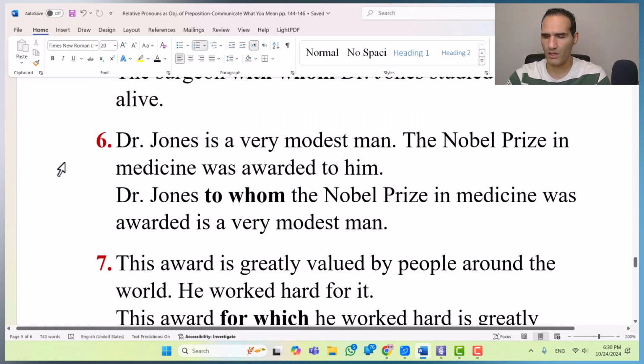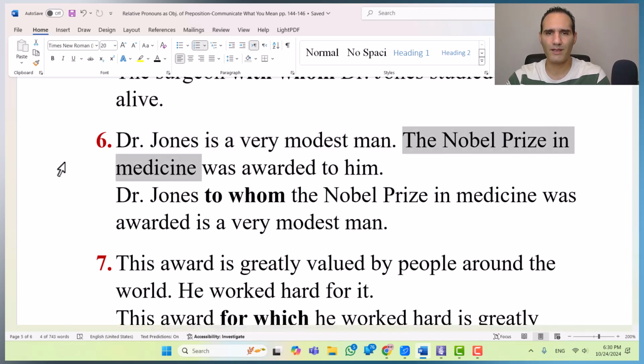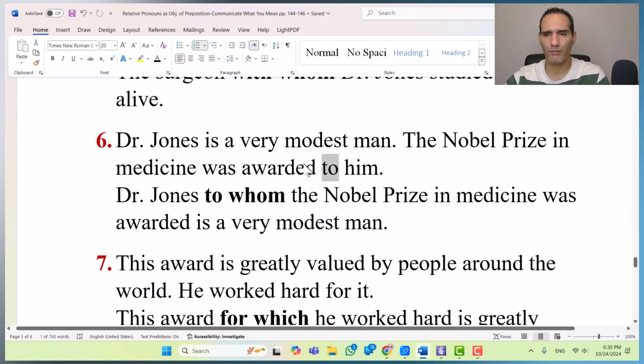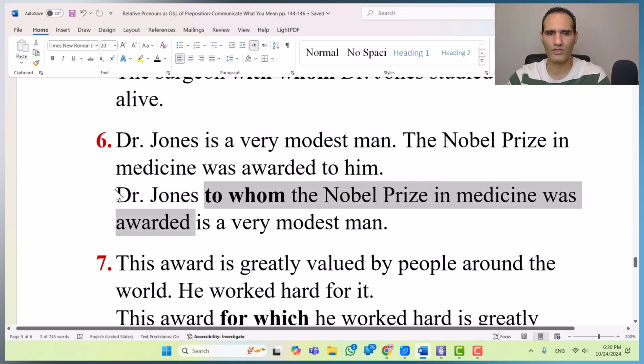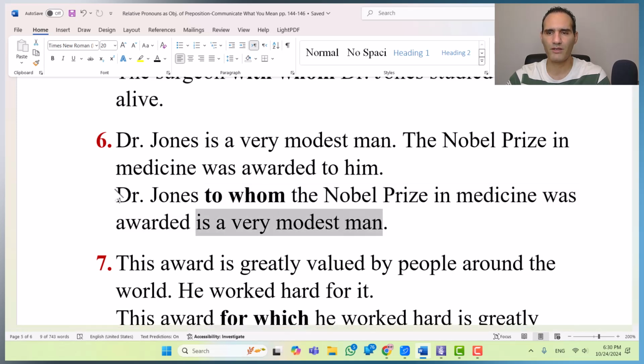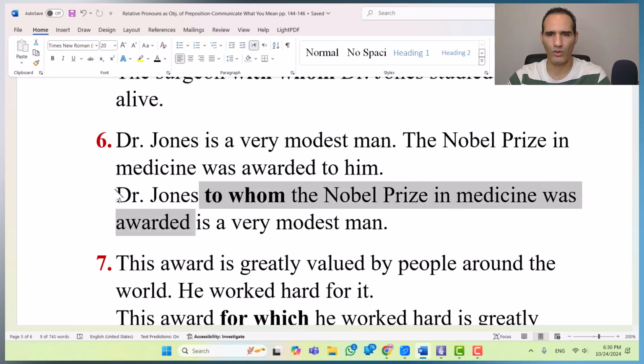Number 6. Dr. Jones is a very modest man. The Nobel Prize in Medicine was awarded to him. Award to. So it is to the preposition, and we are modifying him, means Dr. Jones. So to whom, and it comes here. We say Dr. Jones, to whom the Nobel Prize in Medicine was awarded, is a very modest man. To whom the Nobel Prize in Medicine was awarded is a very modest man.